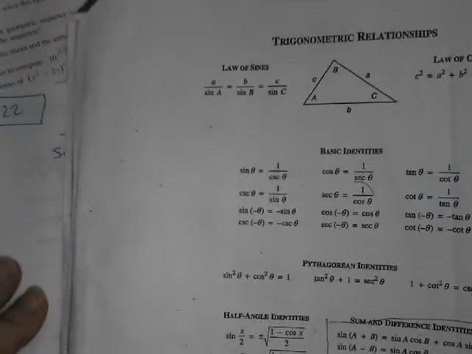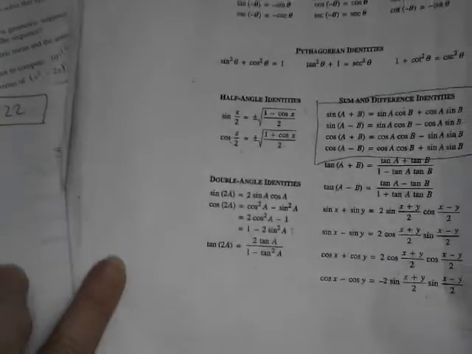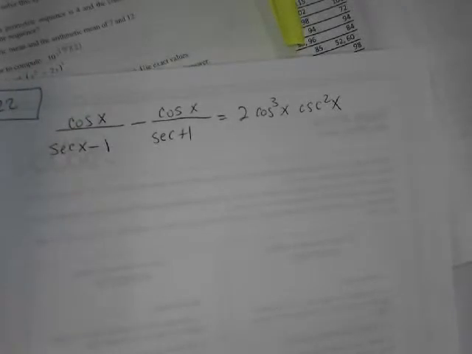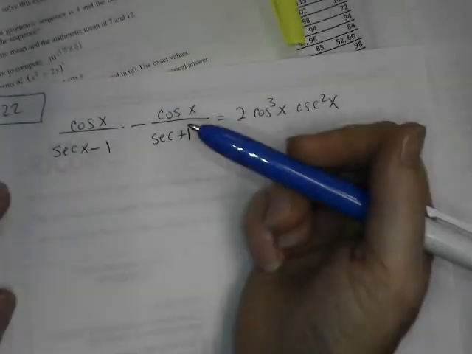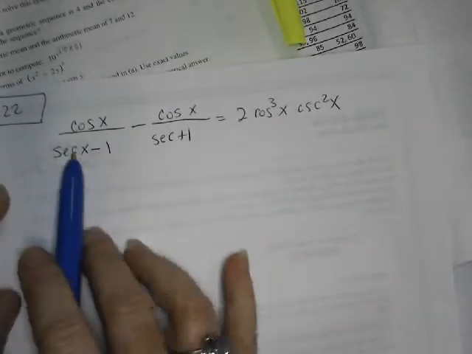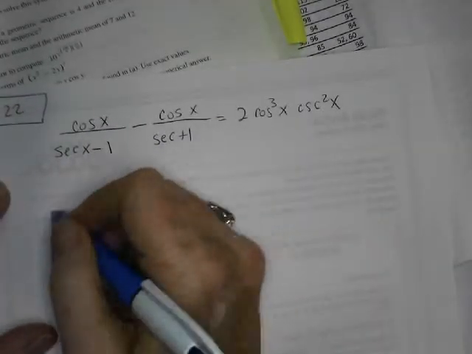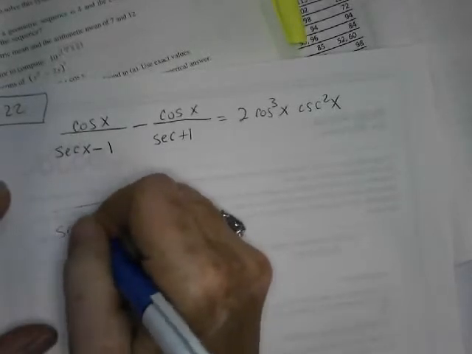I don't see any real other identities that I recognize. So how about we try doing a common denominator action on here. Hopefully this works out. So the common denominator would be secant.